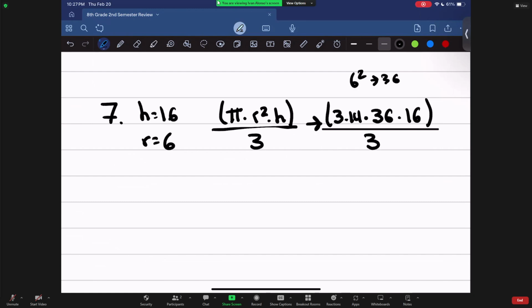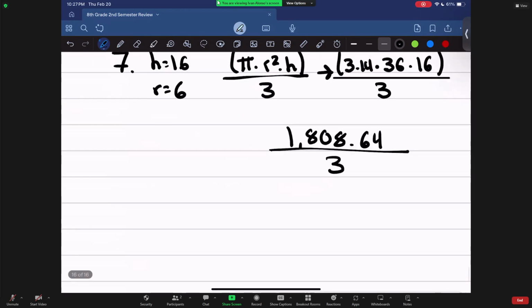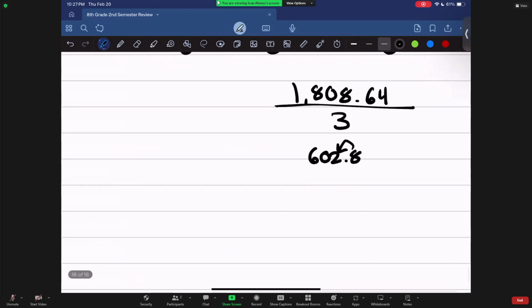Okay. This is 36. 0.64 all over 3. 602.8. Now we're rounding up. Our answer is 603.